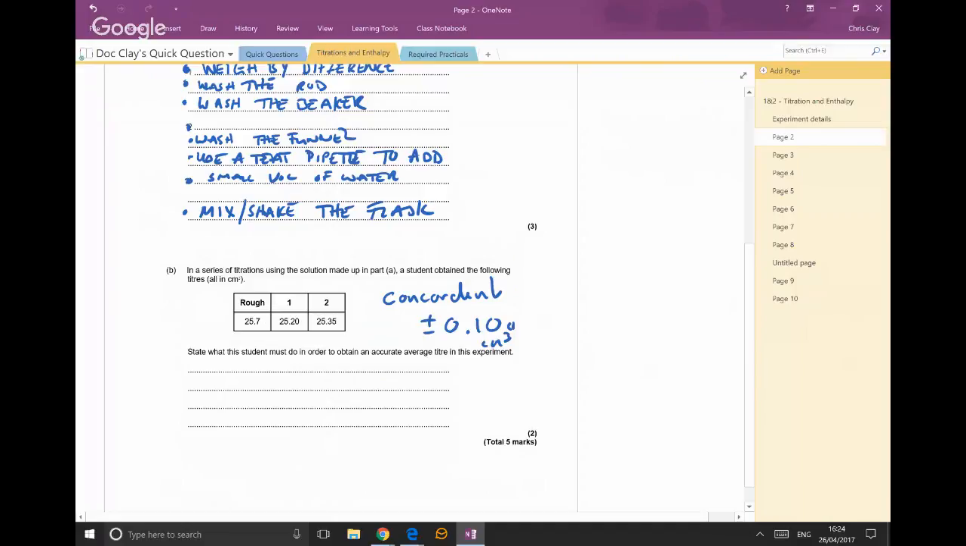And in these results here, we've got a rough of 25.7. Notice it's a rough because there's only one decimal place. We've got 2 values, and the difference between these two is 0.15. So they're not concordant. So state what the student must do in order to obtain an accurate average titer in this experiment. Okay, and so they're going to repeat. That's your first mark that you'd be able to pick up here. But also, importantly, to obtain concordant results, which is what we always do in our practical work.